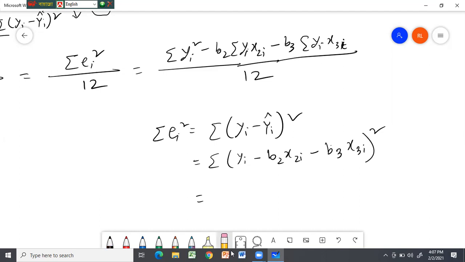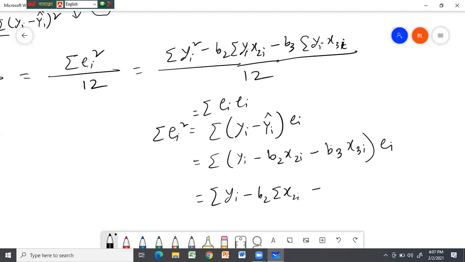I made a small mistake. See here, I should break this up: it is ei into ei, there is one ei here and it will not be squared then. So sum of ei square can be written as sum of ei into ei, which is equal to sum of yi minus yi hat into ei. I broke one ei out and kept the other. Then sum of yi minus b2 sum of x2i minus b3 sum of x3i, and you have ei with it.